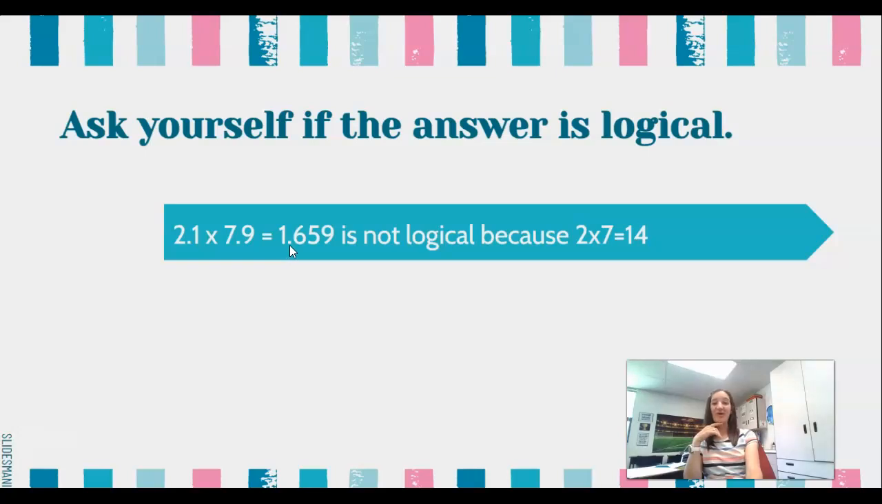It should be something more than 14. And then you can be like, oh, I think I didn't put my decimal in the right spot. It would make more sense for my answer to be 16 and 59 hundredths than just 1. 16 is way closer to 14 than 1 is. So check your answer and be like, does that make sense with what is going on?